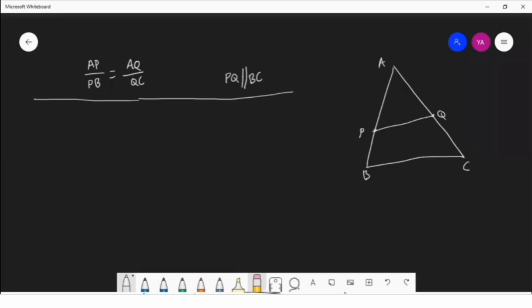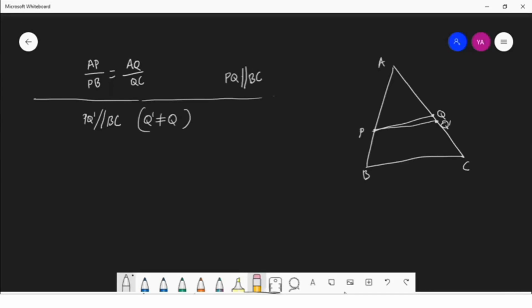On the contrary, let us assume that PQ is not parallel to BC. What will happen? If PQ is not parallel to BC, there will be some other point, namely Q dash, such that PQ dash is parallel to BC. Then we can find some other point Q dash on AC such that PQ dash is parallel to BC, such that Q dash is not equal to Q.